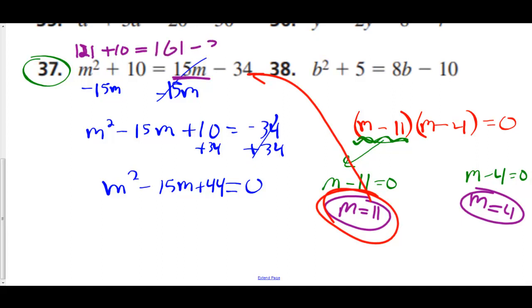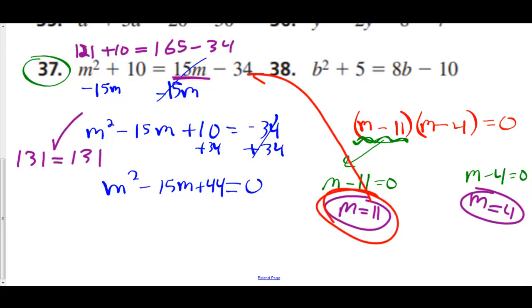161 minus 34. So 121 and 10 is 131. And 161, I don't like that. I see what I've done wrong. This is not 161. It's actually 165. So I caught that mistake, luckily. So 165 minus 34 is 131. And now we've seen that it works out.